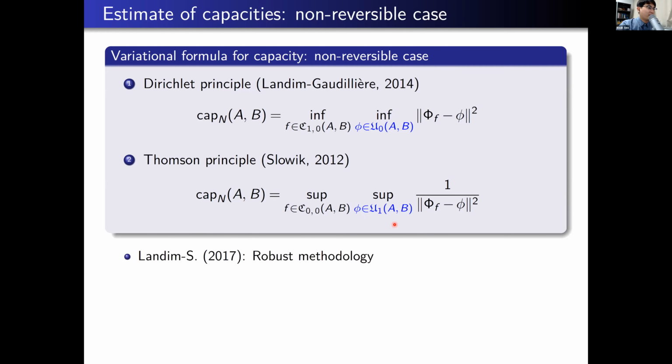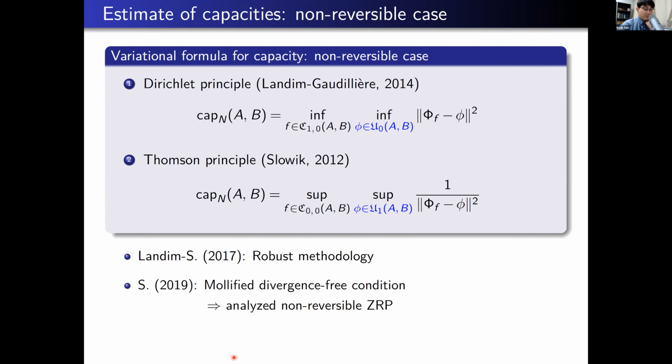That has been carried out in my work with Claudio Landim, where we constructed the divergence-free flow to compute capacity and then computed the metastable behavior for a certain model. However, constructing this divergence-free flow is extremely complicated for many models, including the zero range process. So I modified this methodology a little bit so that we allow a small divergence for this flow. Then, using this slightly generalized method, I analyzed this non-reversible zero range process and answered the questions for the zero range process.